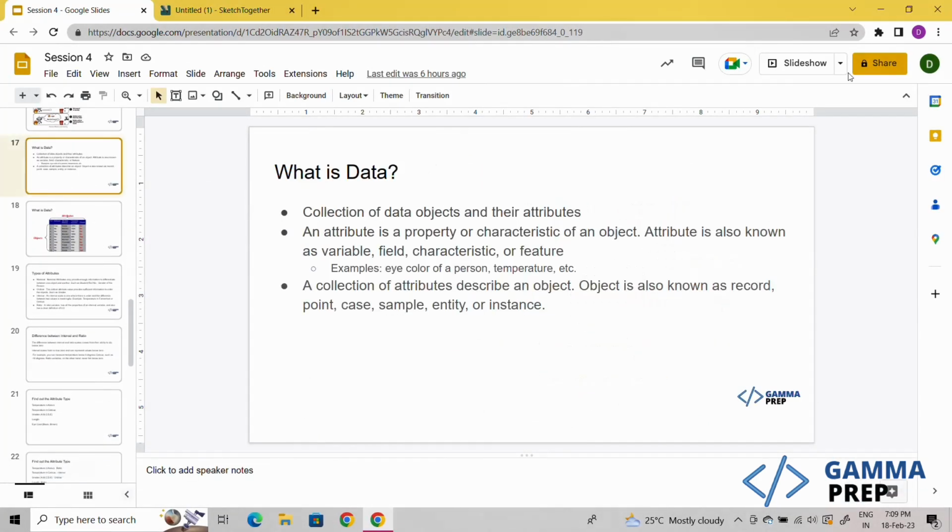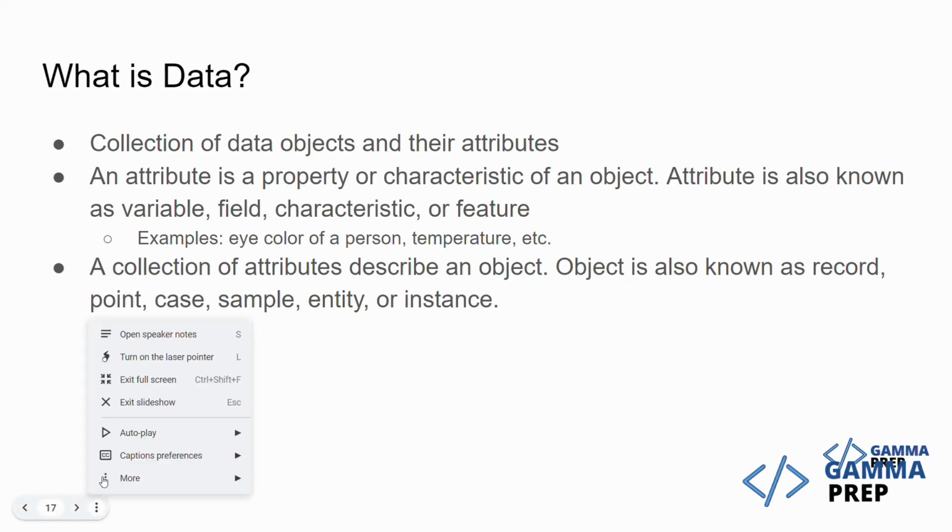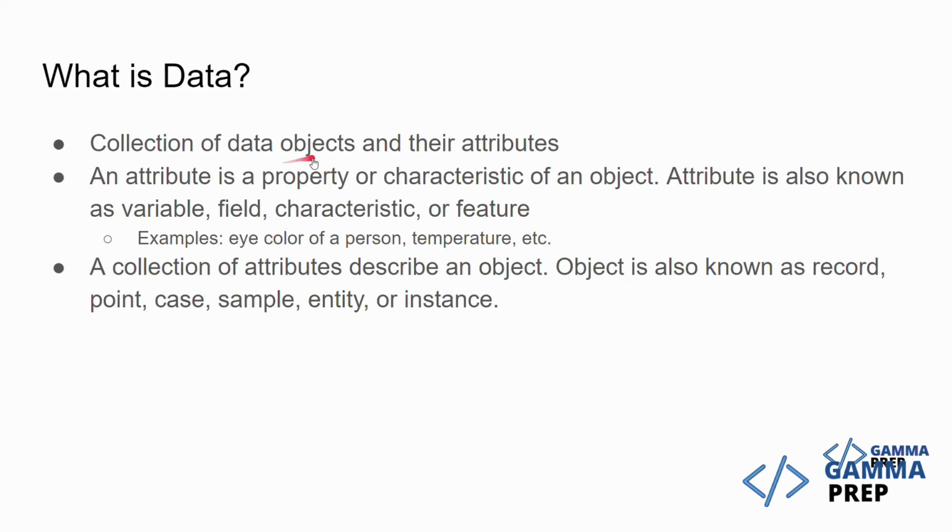Now, let's talk a bit about data. Obviously, I've told you that the data set consists of objects and attributes. Object is basically the record or the row, whereas attribute is called a column or the feature.